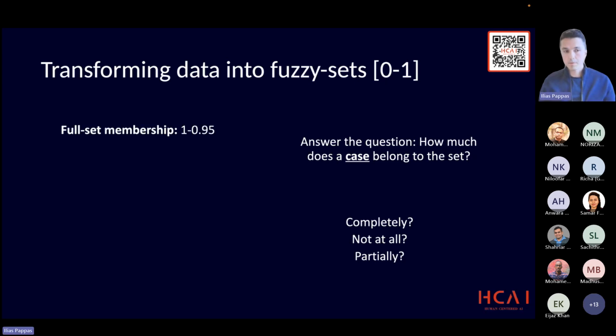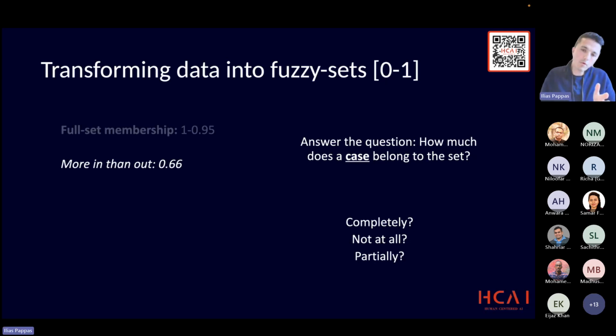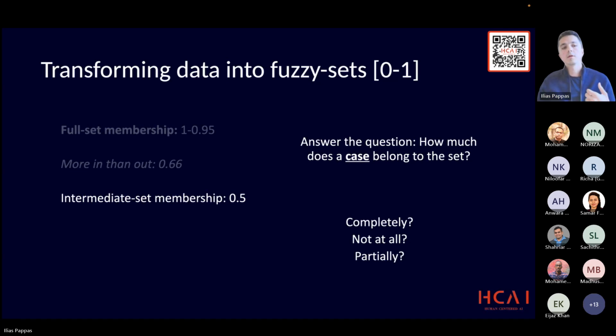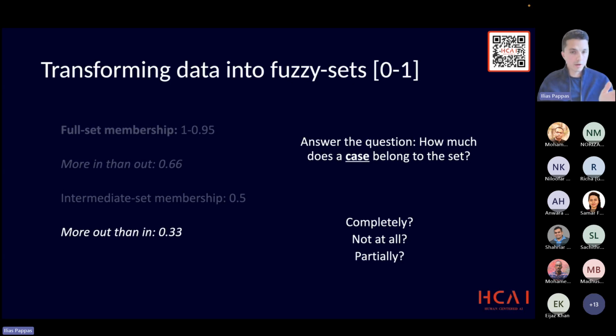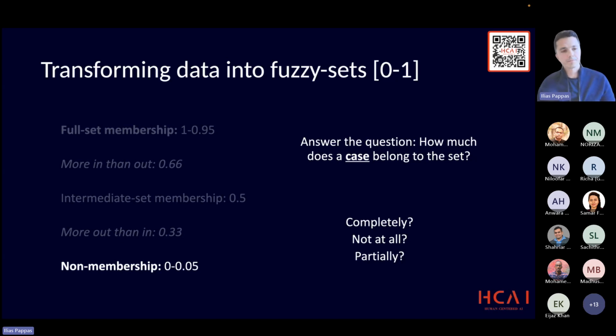So the full set membership is completely in, 1 or 0.95. Then, more in than out: I am more in than out, but I'm also starting to leave the set, the 66 percentile. Then I have the intermediate set membership, so I'm exactly in the middle. I'm neither completely in nor out, exactly in the middle. Then more out than in, so now I'm one step out. And then the non-membership, which is completely out of the set.